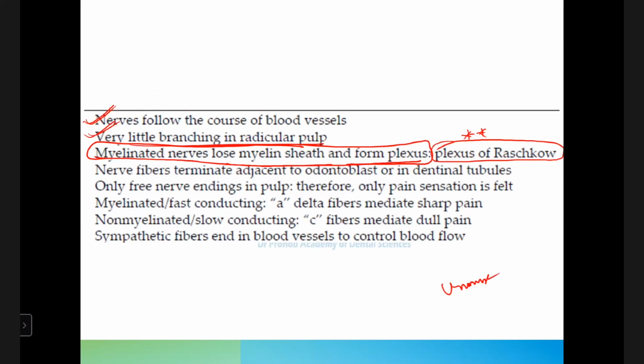There are only free nerve endings in the pulp. That is why only pain sensation is felt in the pulp. A delta fibers mediate sharp pain and C fibers mediate dull pain. So whatever it is, only pain sensation is felt in the pulp. If it is sharp pain, A delta fibers are responsible. If it is dull pain, C fibers are responsible.